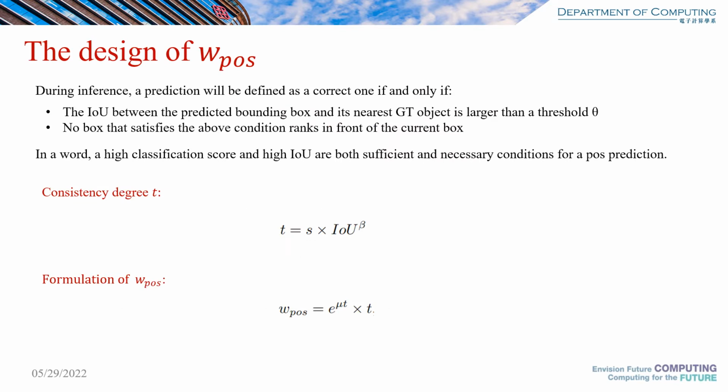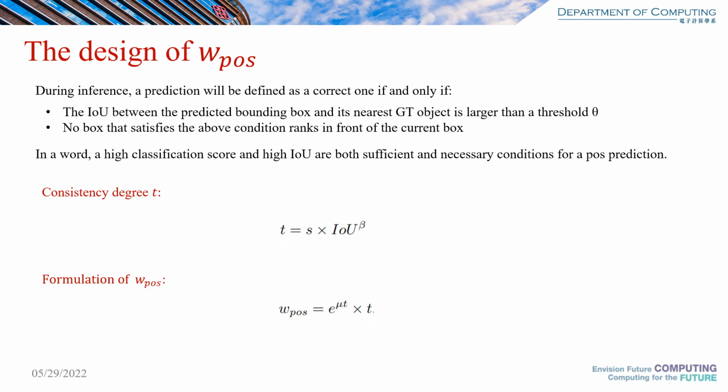According to the evaluation metric in object detection, a prediction in inference will be defined as a correct one if and only if, first, the IoU between the predicted bounding box and its nearest GT object is larger than a threshold theta. Second, no box that satisfies the above condition ranks in front of the current box. In a word, a high classification score and a high IoU are both sufficient and necessary conditions for positive prediction.